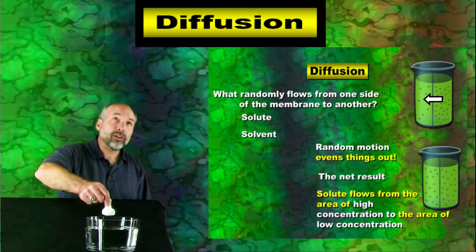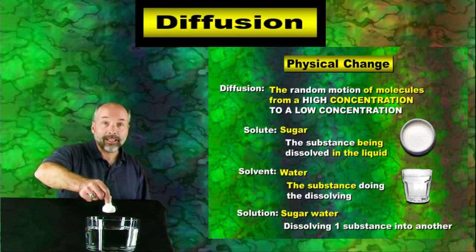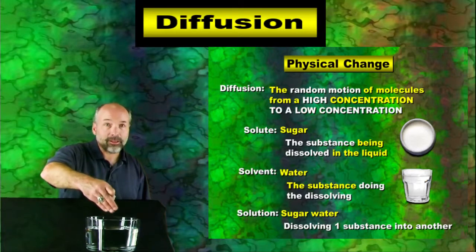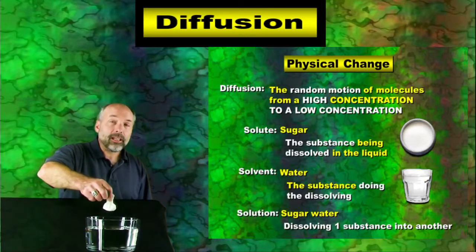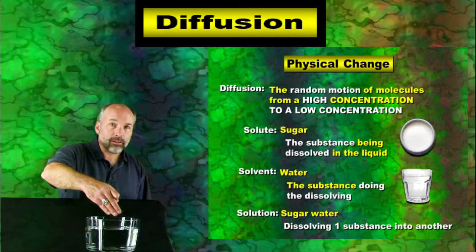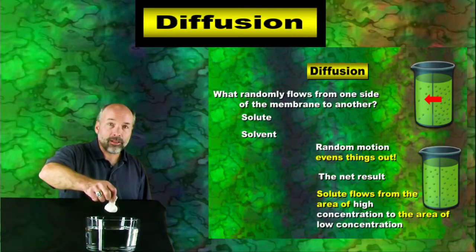If we think of diffusion as going from a high solute concentration, the solute is the thing that gets dissolved. The solvent would be the water, and we make a solution, which would be sugar water. But when we think of diffusion, diffusion is going from a high solute concentration, which is this bundle of sugar, to a low solute concentration, which is the water. And we're going to see that this is going to move from high concentration to low concentration.